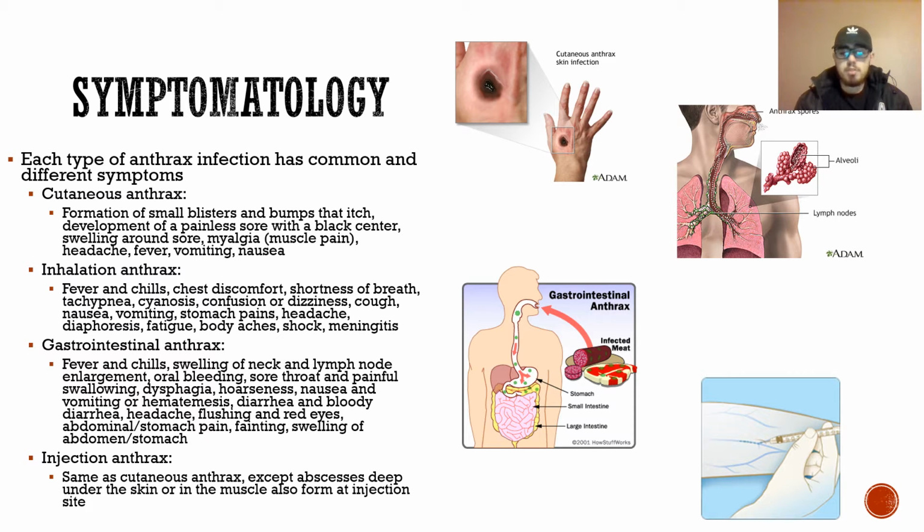And then we move on to injection anthrax, which is the same as cutaneous anthrax, except because it's going intramuscular, you're going to get abscesses deep under the skin or in the muscle at the injection site. I also have some pictures of cutaneous anthrax, the black lesion; inhalational anthrax, where the spores enter the lungs; gastrointestinal anthrax, where you're ingesting contaminated meat and it gets into the GI tract; and also someone injecting the needle, which is injection anthrax.